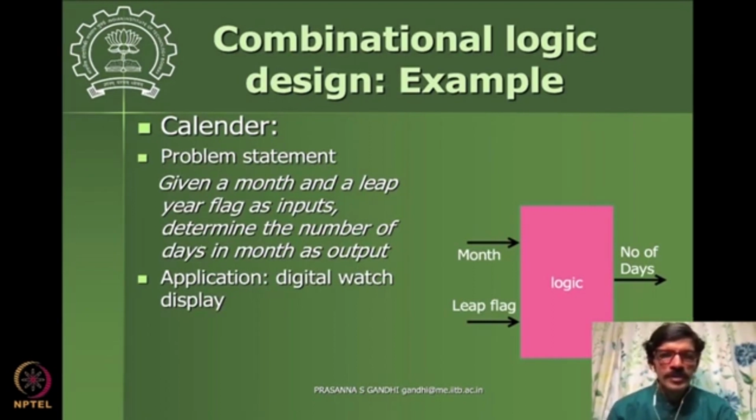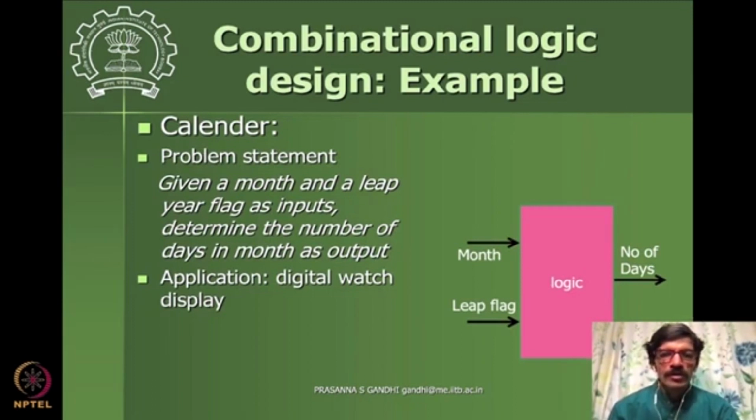What is the problem statement here? Given a month and a leap year flag as input. Okay, these are the two inputs, and you need to find out the number of days in a month as output. So the number of days in the month is what we want as output here.